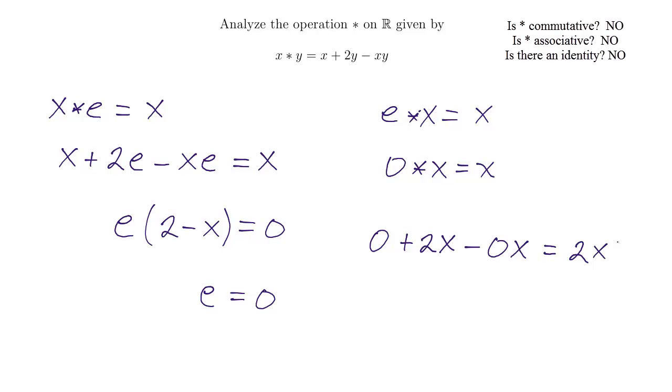What about inverses? Well, if there's no identity, it doesn't even make sense to ask about inverses. So there is no inverse. There are not inverses in R with respect to star for this operation either.